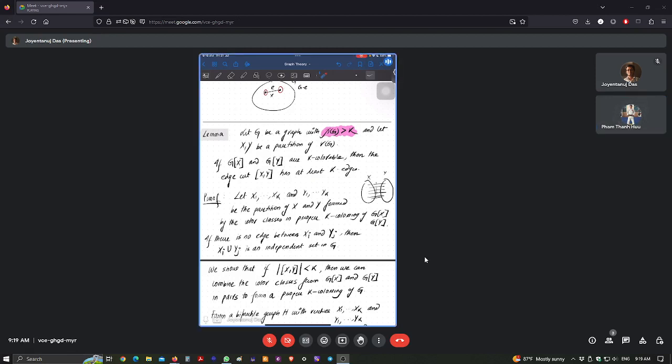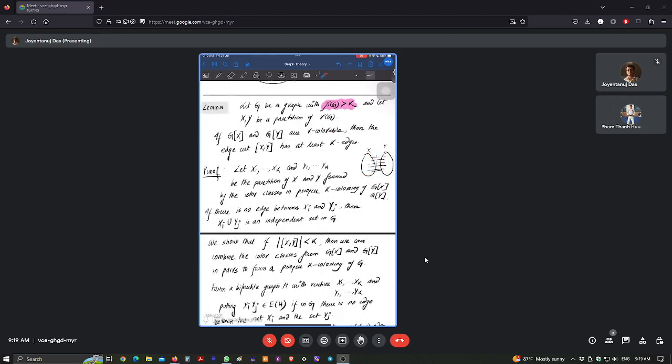So these are the two partitions, right? Since each of them is k colorable, I can find a k partition. I can partition the sets X and Y into further k parts, X1, X2, ..., Xk, and Y1, Y2, ..., Yk. These are found by the color classes in the proper k coloring of Gx and Gy.